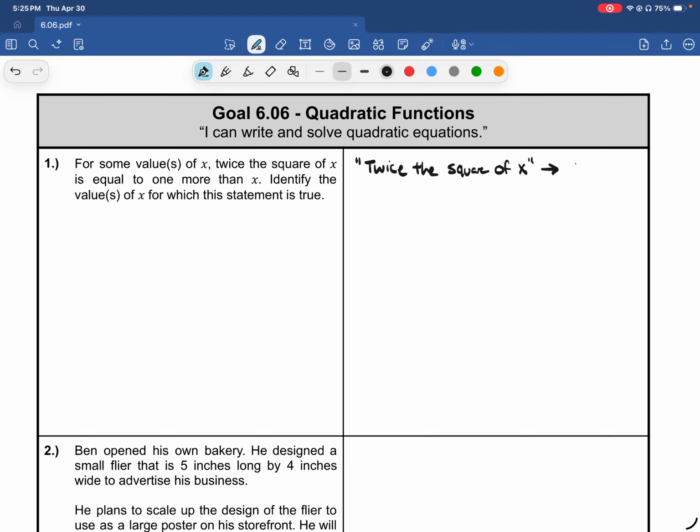It's just a fancy way of saying 2x squared. 1 more than x is a fancy way of saying x plus 1. So apparently, 2x squared equals x plus 1. Identify the value or values for which the statement is true.